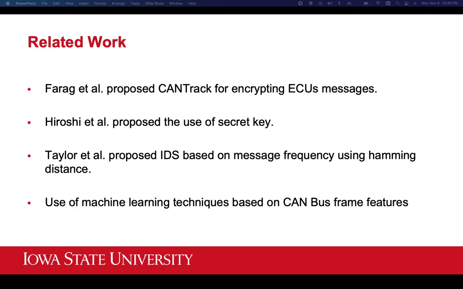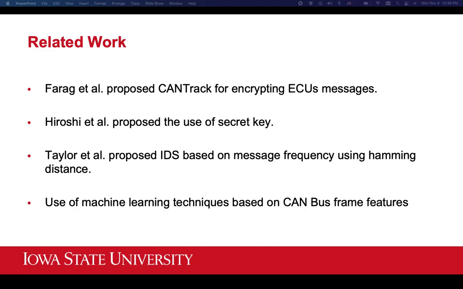Faraday proposed CAN track for encryption of ECU messages. Each message gets encrypted with a key and then it gets sent. Also, Hirsch proposed the use of a secret key. As I said, there's CAN high and CAN low, so to switch from CAN high to CAN low, you need to use a secret key. And Taylor proposed an IDS based on message frequency using Hamming distance.